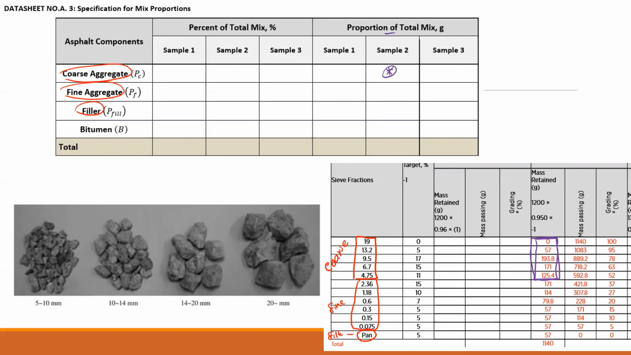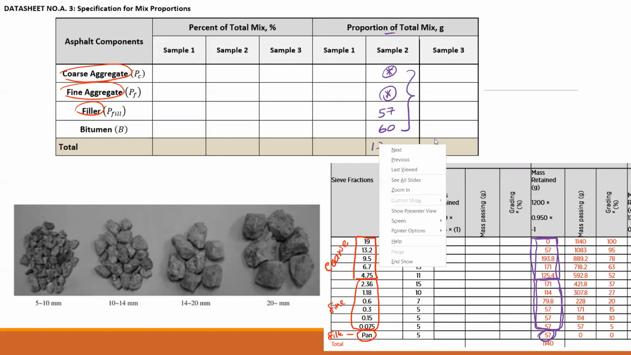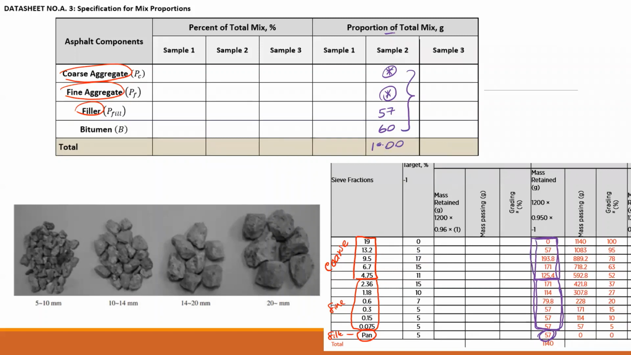So you write this answer in this point because we are doing it for 5%. And to find the amount of fine aggregates, you just add all these numbers together, all the weights, the mass, then you write that number here. Filler is this, so this is 57. And the bitumen content, you know how much bitumen we are adding. We are adding 60 grams of bitumen. When you add all these together, you should get 1,200, which is the total mass of our asphalt mix.